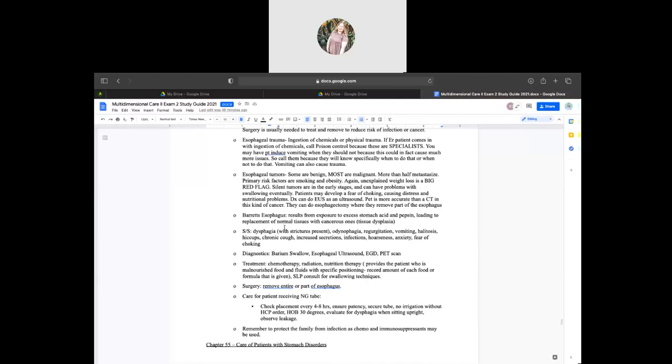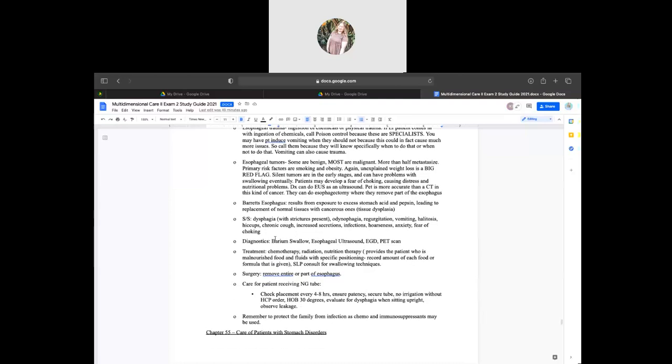Somebody who has cancer may have dysphagia. All your cancer symptoms, remember those, are coming back. They might have strictures present, odynophagia, regurgitation, vomiting, bad breath, hiccups, chronic cough, increased secretions and infections, hoarseness, anxiety, fear of choking. They need various diagnostics. A PET scan is going to show the cancer, and they may need a biopsy. Treatment: chemo, radiation, nutrition therapy.